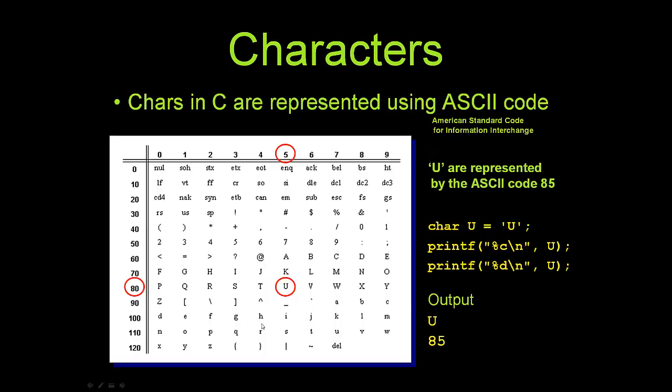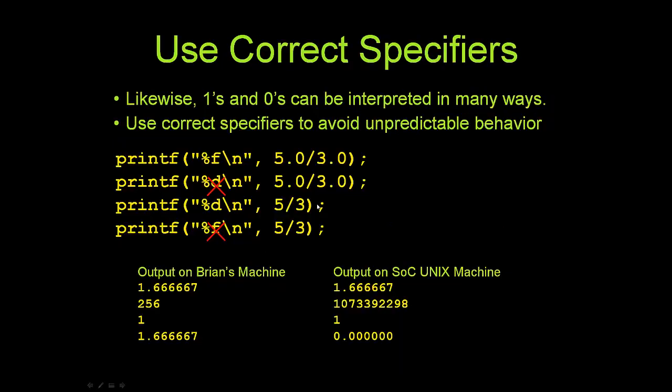The thing to understand is that you can interpret ones and zeros in different ways, and you want to avoid using the wrong specifiers. For example, if you print 5 divided by 3 as %f, it's okay. If you try to print 5 divided by 3 as %d, an integer, it's not so good. And if you do it the other way around with %f, it may be a problem. So if you print the first one, 5 divided by 3 as a float, you get 1.6, which is 1 2/3, so it's correct.